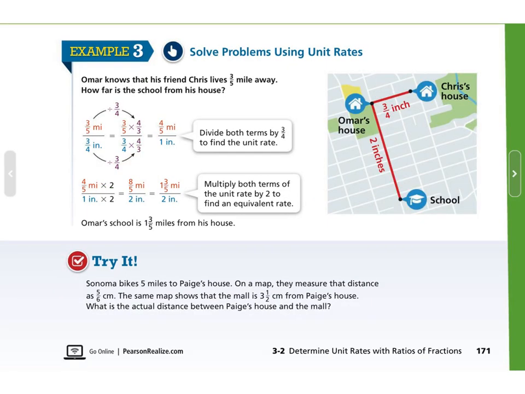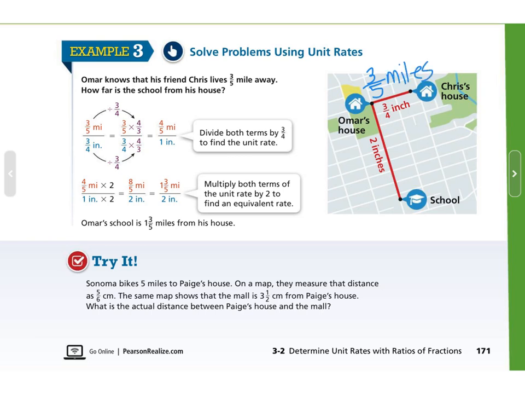Let's take a look now at example 3. Omar knows that his friend Chris lives 3/5 of a mile away. How far is the school from his house? Well, according to the map, the distance between Chris's house and Omar's house is 3/4 of an inch, but Omar knows that that distance is actually 3/5 of a mile.